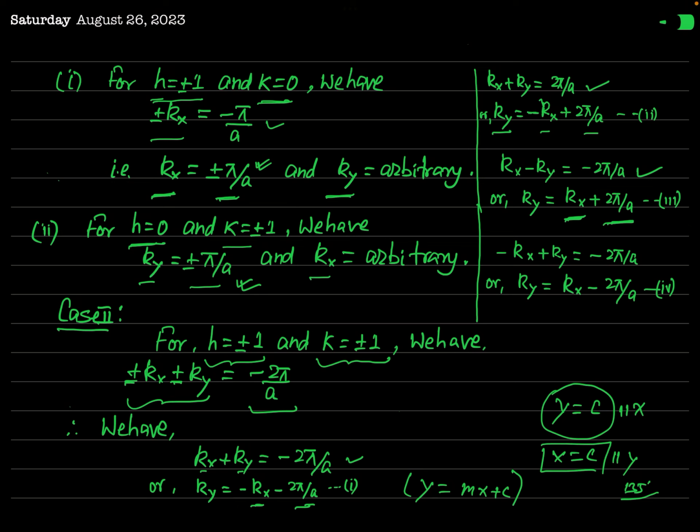Now take minus plus in the LHS. So this will be minus kappa x plus kappa y equal to minus 2 pi by a. And so kappa y will be equal to kappa x minus 2 pi by a. This is also the equation of a straight line in slope form, and the slope of this straight line is also plus 1, but its intercept is 2 pi by a on the kappa y axis on the negative side.